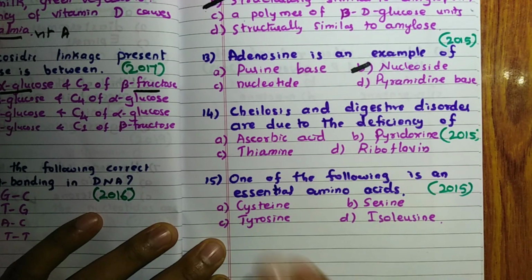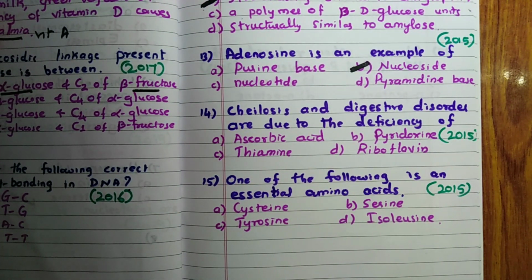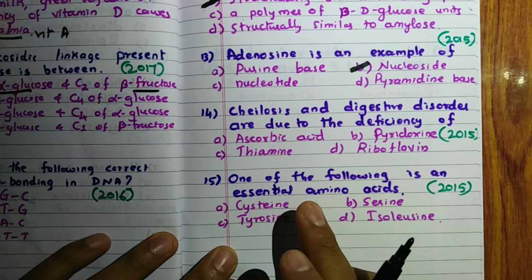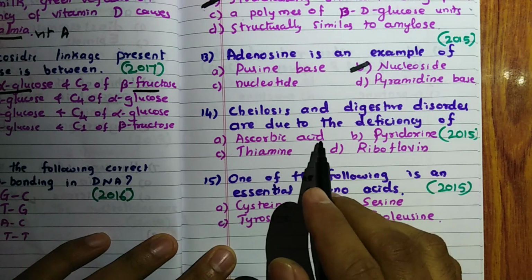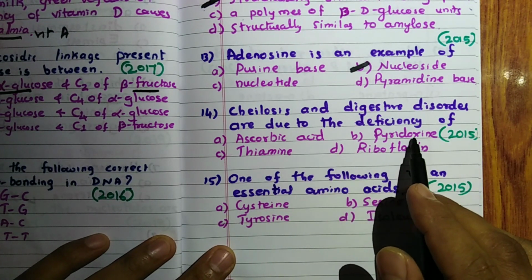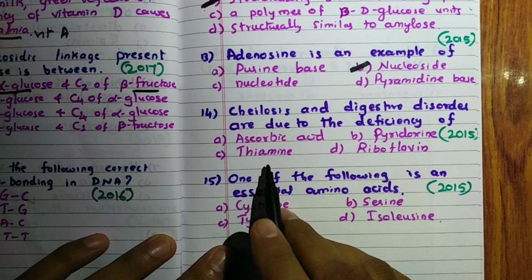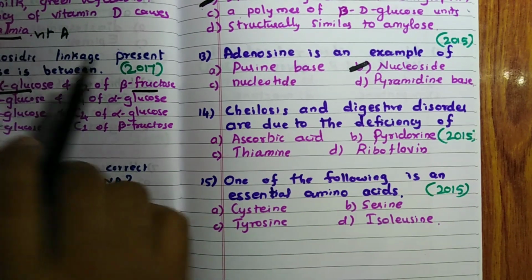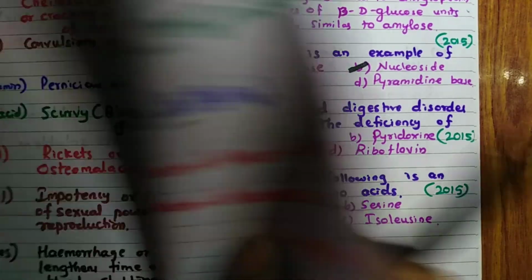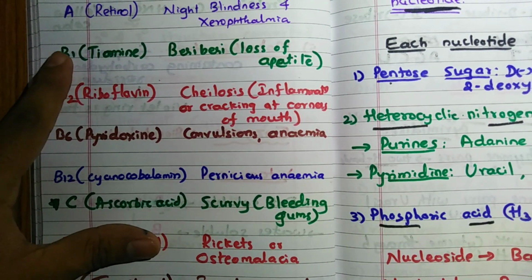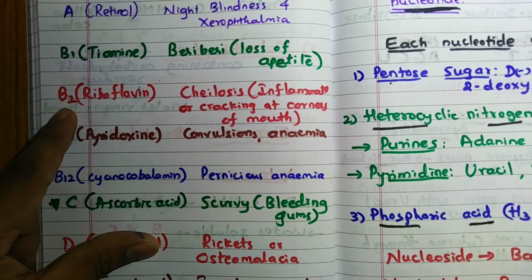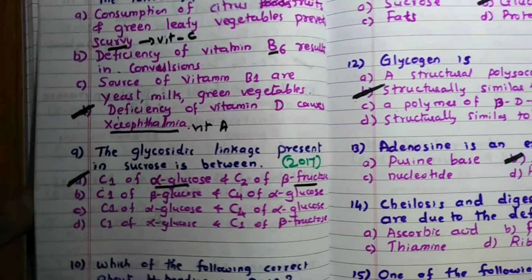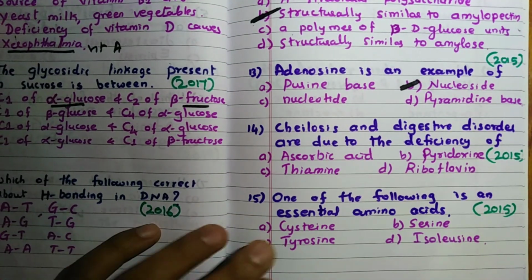Next, 14th question. Chylosis and digestive disorder are due to the deficiency of. Remember, this is the one disease which is because of vitamin B complex, right? Ascorbic acid is C. Pyridoxine is not the answer. Thiamine is vitamin B1, and riboflavin is vitamin B2. Sorry, B1 is thiamine, so B2 is riboflavin. Hence, the answer for this particular question should be riboflavin.